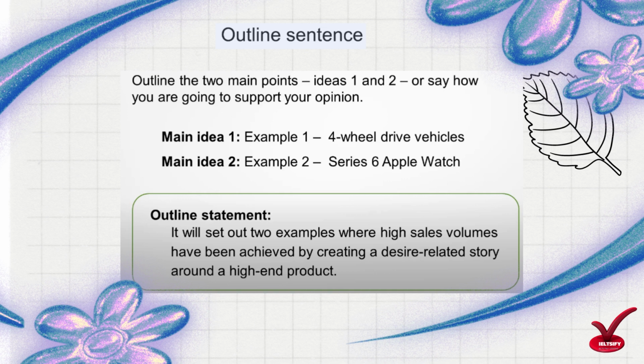These are ideas 1 and 2 that you chose earlier here. I've strayed from the structure a little and just stated that I will support my argument with 2 examples, or I'll end up repeating myself too much. So my outline statement states, I will set out 2 examples where high-volume sales have been achieved by creating a desire-related story around a high-end product.